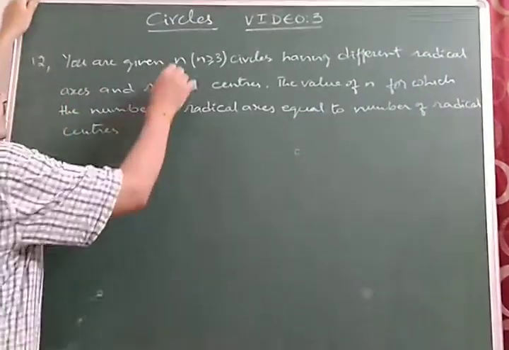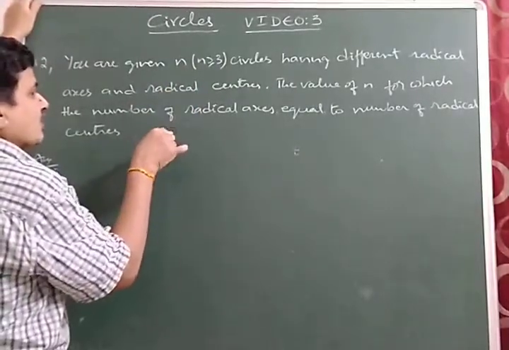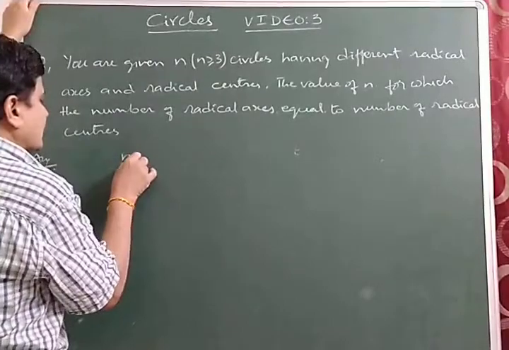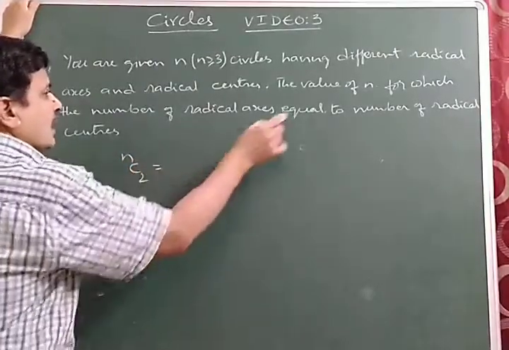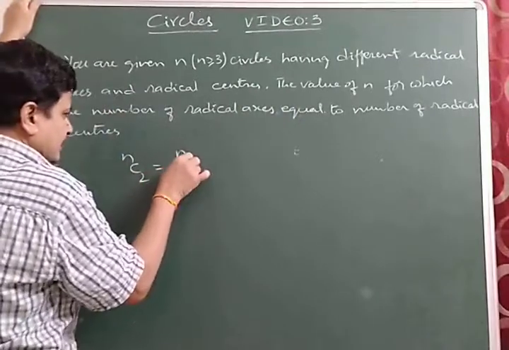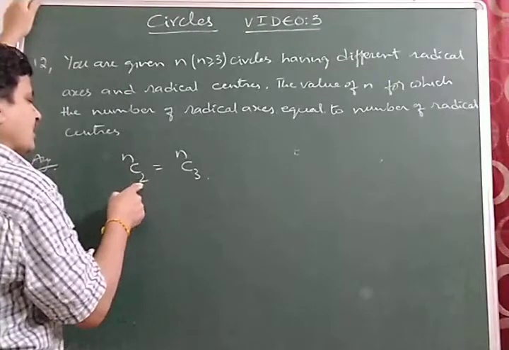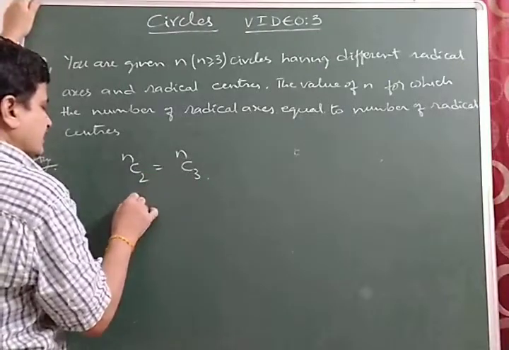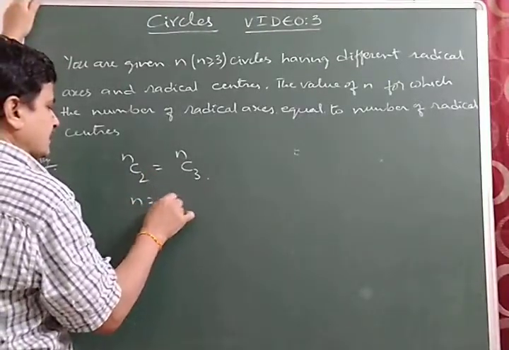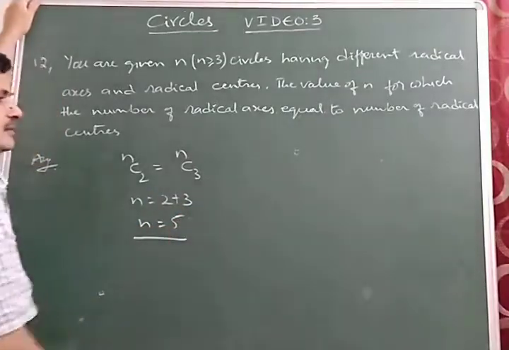So there are n circles given. From these n circles, the number of radical axes is nC2, which is equal to the number of radical centers. The number of radical centers means nC3. So this is of the form nCr is equal to nCs. So n is equal to r plus s, that is 2 plus 3. n is equal to 5. At least 5 circles are required.